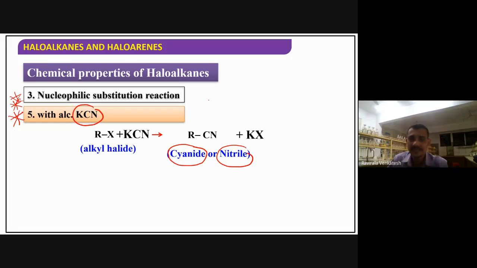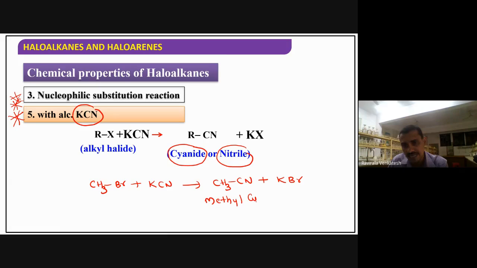For example, if I take CH3Br and treat with KCN, what are we going to get? Methyl cyanide, CH3CN plus KBr. Methyl cyanide is the common name. What is the IUPAC name? See, 2 carbons are there, so we have to call it ethane nitrile. This is the IUPAC name.